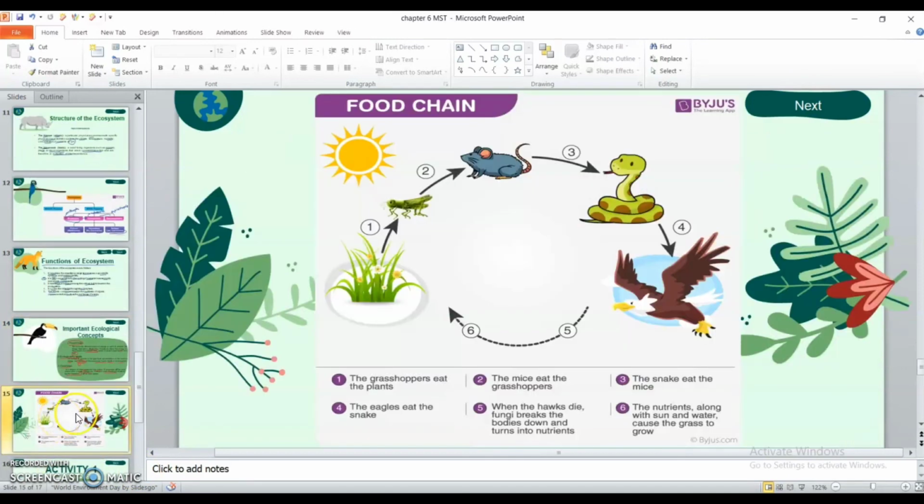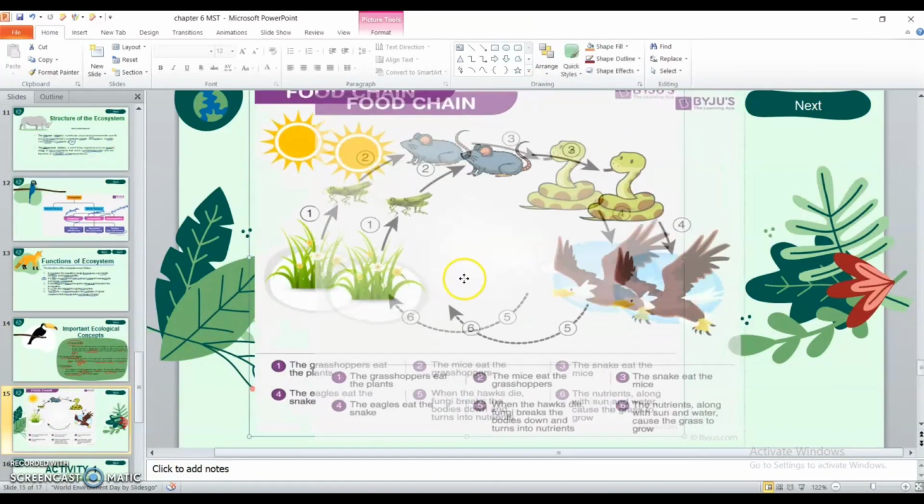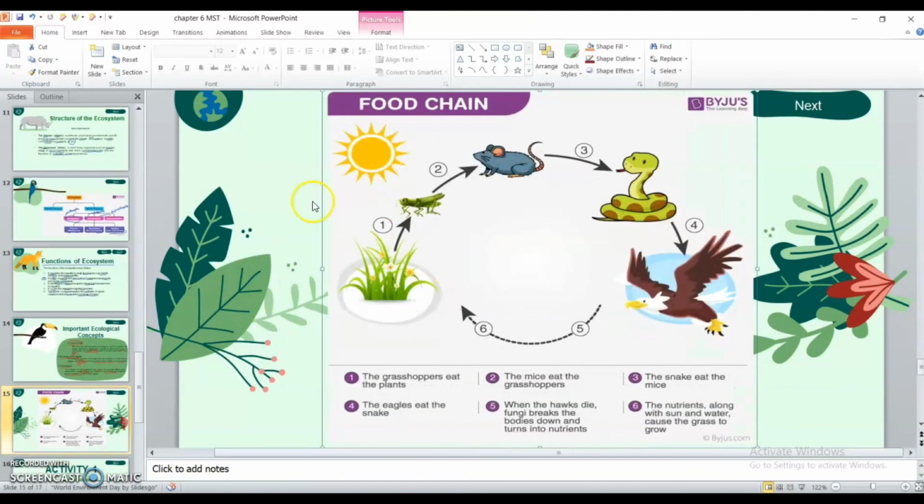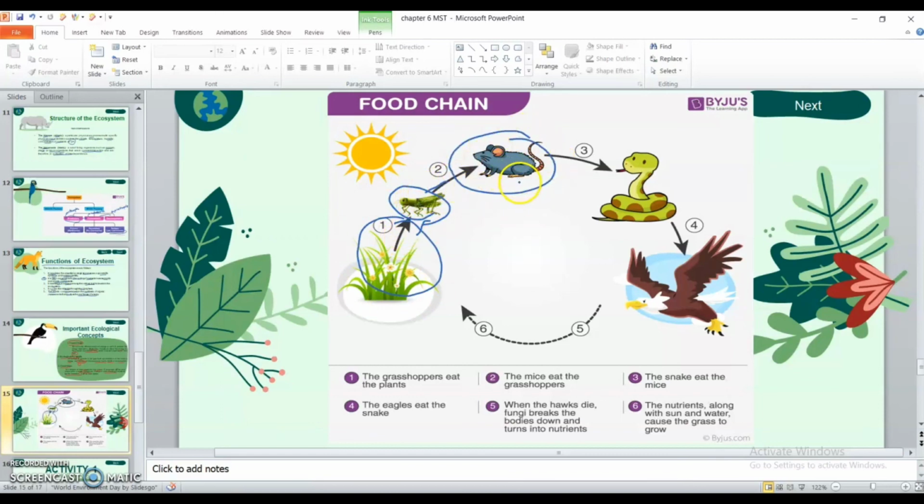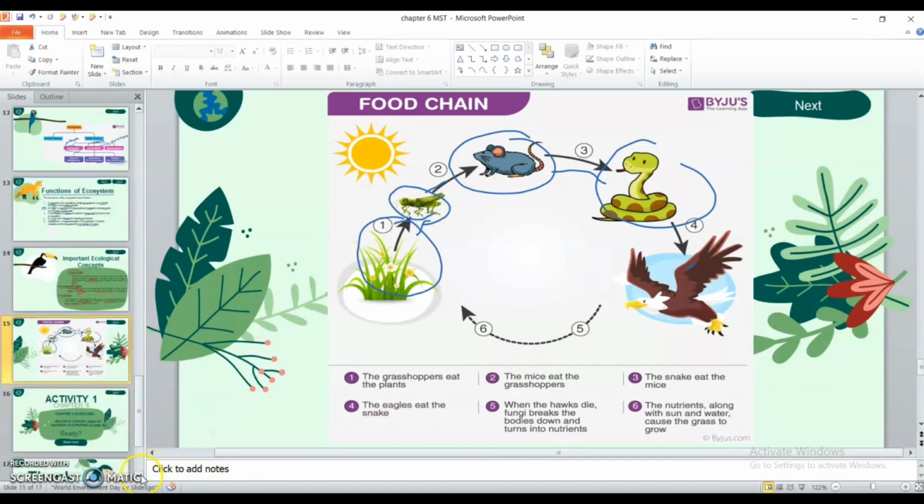So this is an example of a food chain. The plants are the primary food of the grasshopper, and the grasshopper is the primary food of the rats. And the rats are one of the primary food of the snake, and the eagles, and it cycles. That is the food chain. So that is the example.